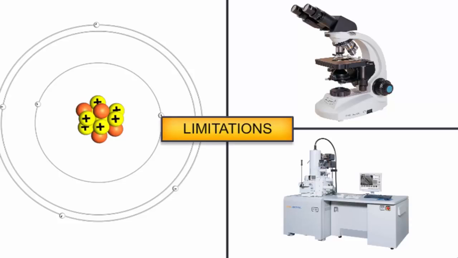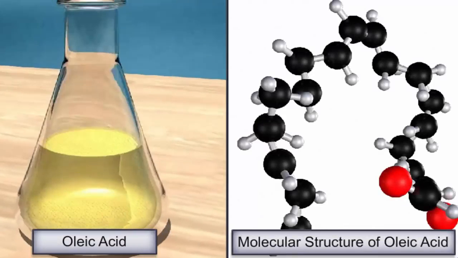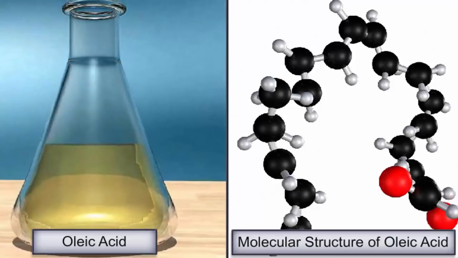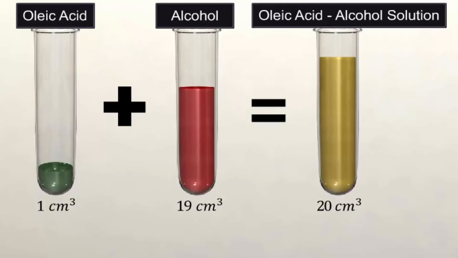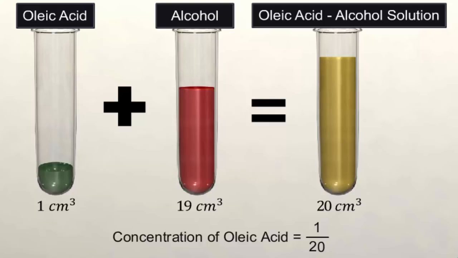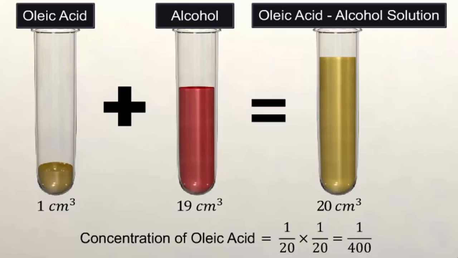We can use a simpler method to estimate the size of a molecule. Let us take some oleic acid. Oleic acid is a soapy liquid with large molecular size of the order of 10^-9 meter. To start with, we prepare a 20 cc alcohol oleic acid solution with 1 cc of oleic acid in it, and dissolve 1 cc of this solution in alcohol to dilute it to 20 cc. This makes the concentration of oleic acid 1/400th part of the solution.